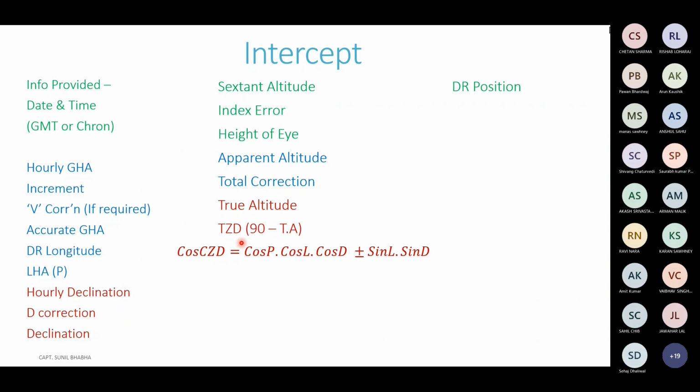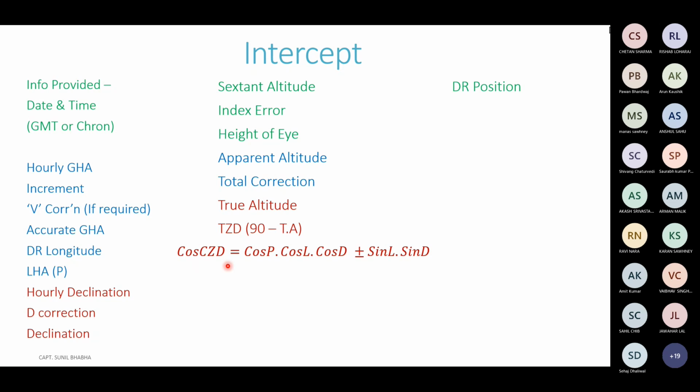The second one is MZD, meridional zenith distance. If we get this true zenith distance at the time of meridian passage, Marpass, just to differentiate it from a normal zenith distance, it is named as MZD. So MZD is nothing but the true zenith distance at the time of Marpass, or at the time of meridian passage of the body.